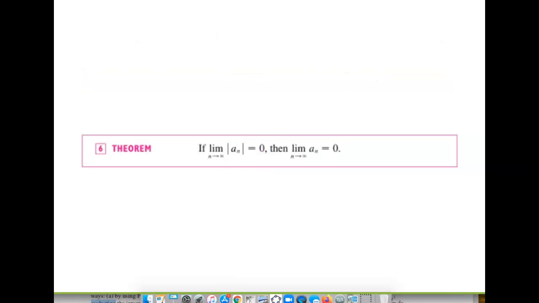All right, another theorem. If the absolute value of a sequence as n approaches infinity is 0, then the sequence itself also approaches 0 as n approaches infinity. This one maybe doesn't seem that useful, but it will come in kind of handy. Yeah, there's a few here. And these are mostly theorems that are related to the same theorems that functions have.